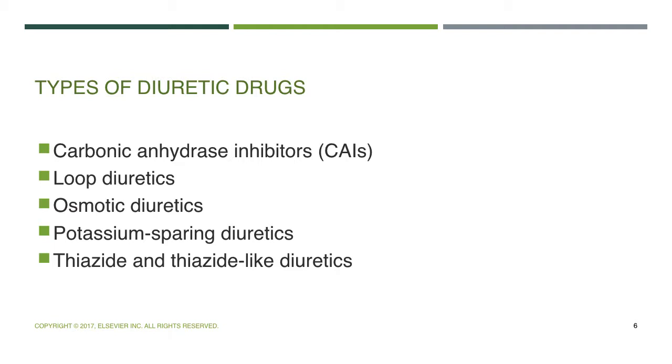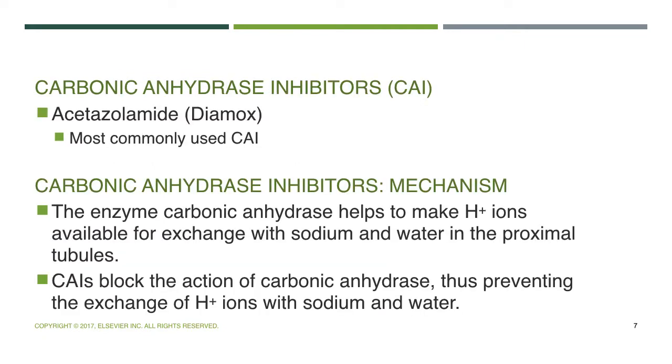There are several different types of diuretic drugs, and we'll talk about each one of them. Carbonic anhydrase inhibitors, an example would be acetazolamide or Diamox. It's one of the most commonly used carbonic anhydrase inhibitors.